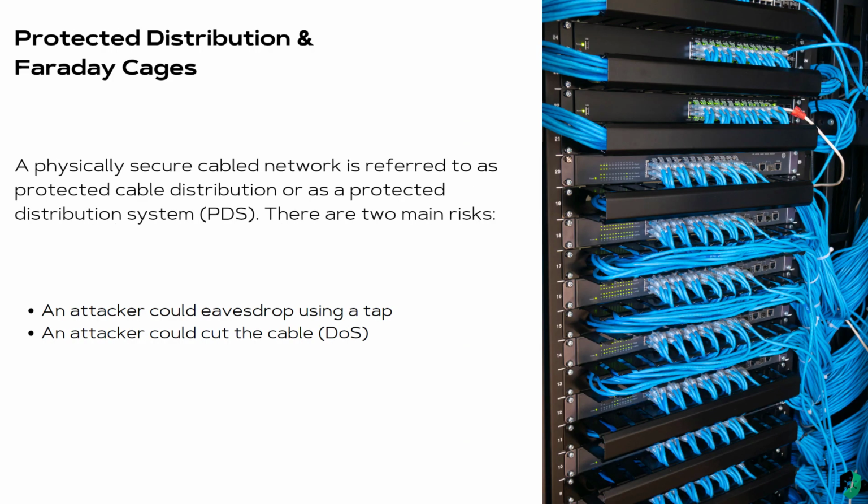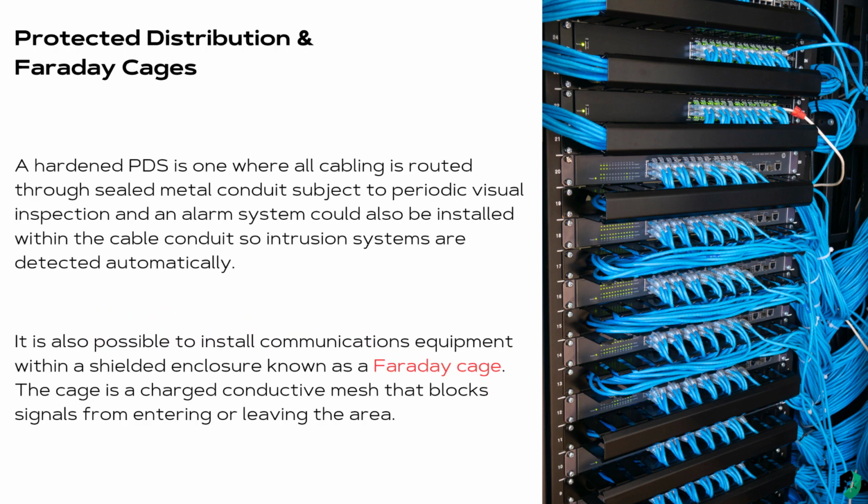Now, we also have protected distribution and Faraday cages. A physically secure cable network is referred to as a protected cable distribution or as a protected distribution system, the PDS. Now, there are two main risks involving this kind of setup. An attacker could easily eavesdrop on the traffic by using a tap, or the attacker could simply just cut the cable, which would result in a denial of service attack.